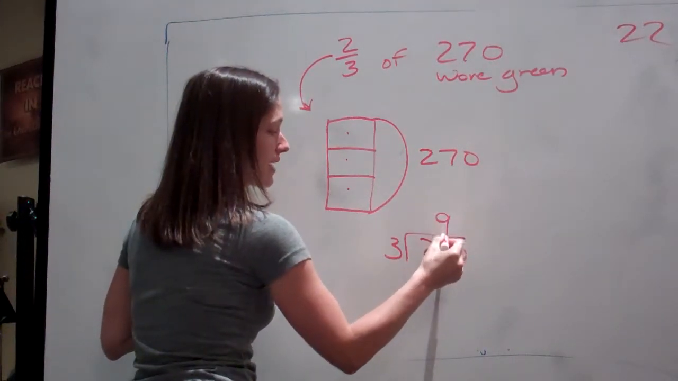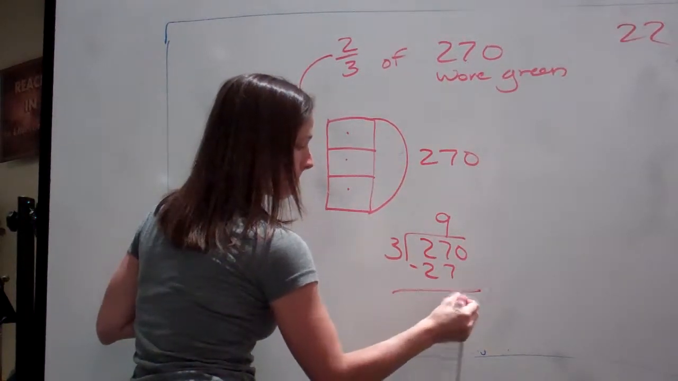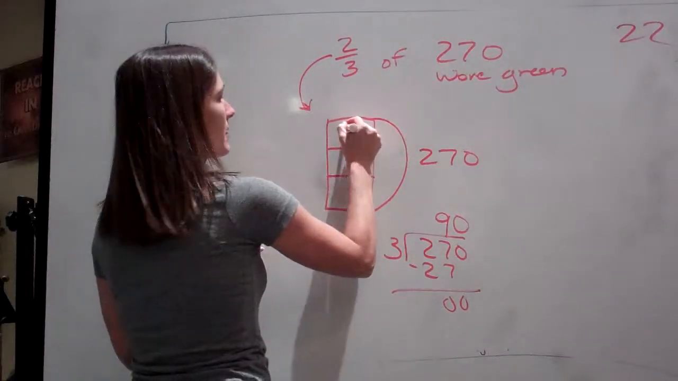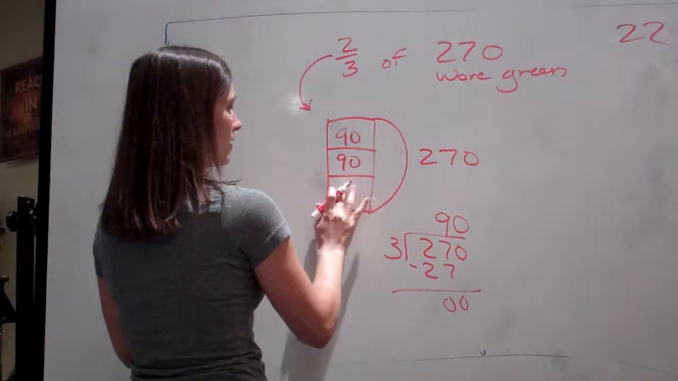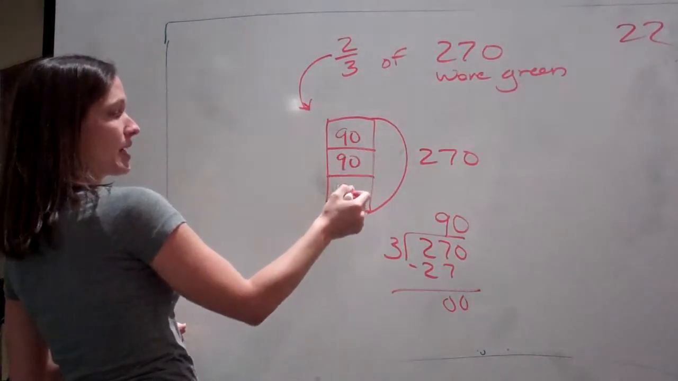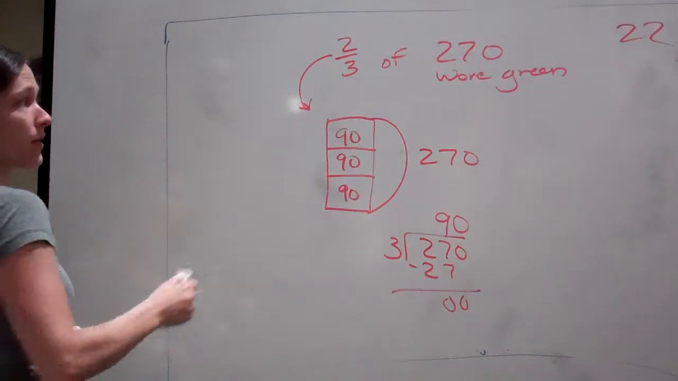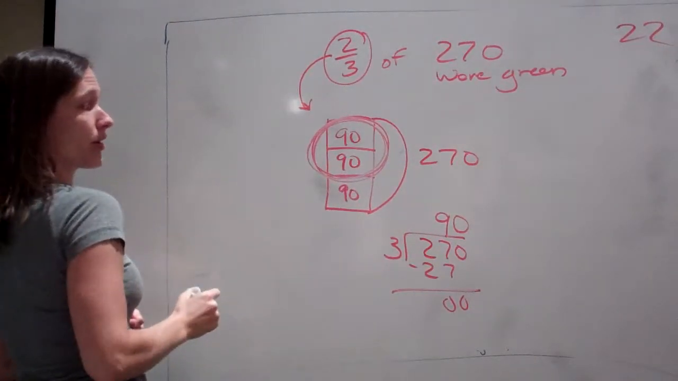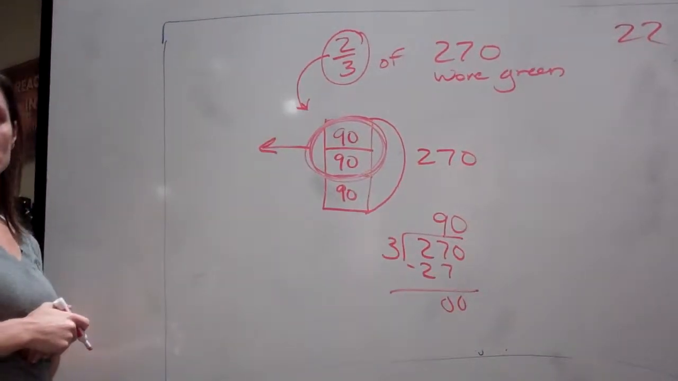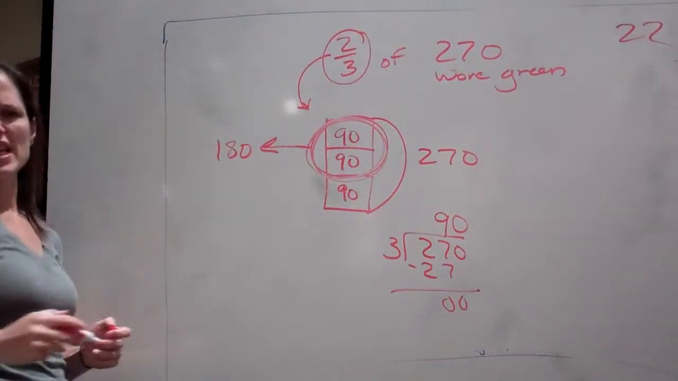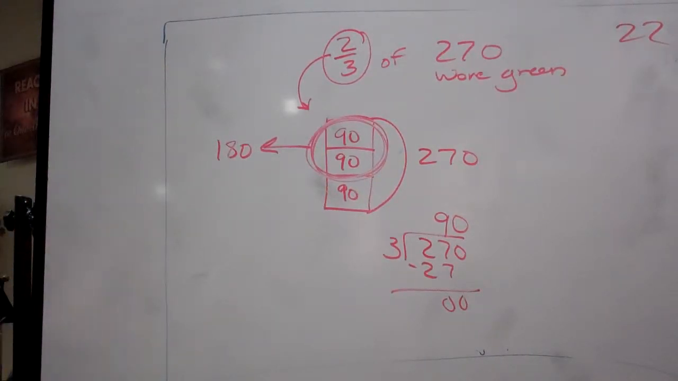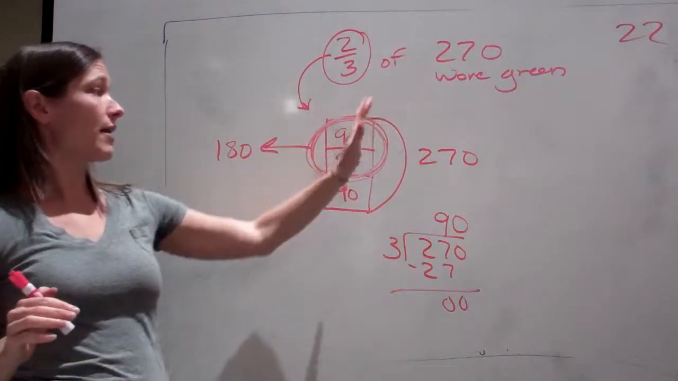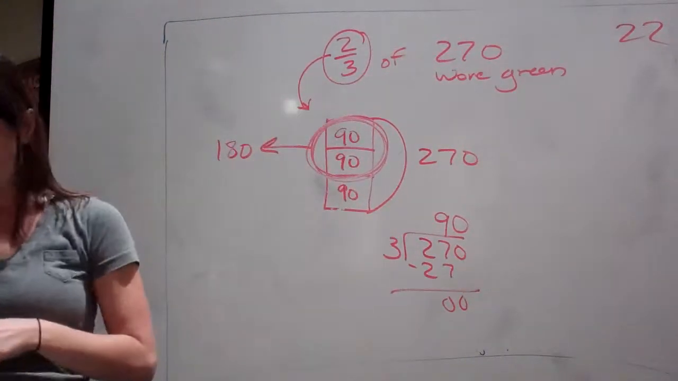3 will go into 27 9 times. 3 goes into 0 0 times. Okay, so the answer is 90. So that means that 90, 90, and 90. 90 plus 90 plus 90 equals 270. Okay? But it tells me that 2 of the 3 wore green. So how many wore green? 180. Okay? See how a picture can really help you understand it very easily? So 180 wore green. How did I know that? By figuring out what each portion was.